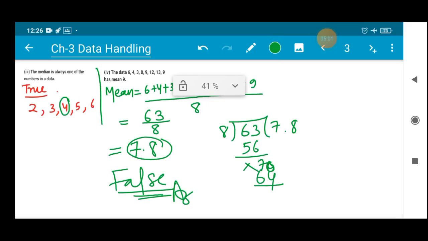I hope you have understood the sums which we did. So this much for today. In our next class we will proceed with the next sum.